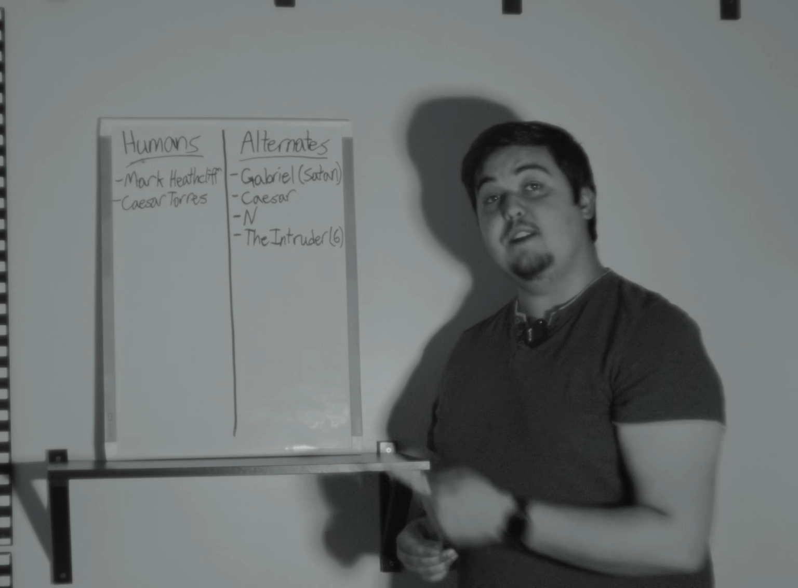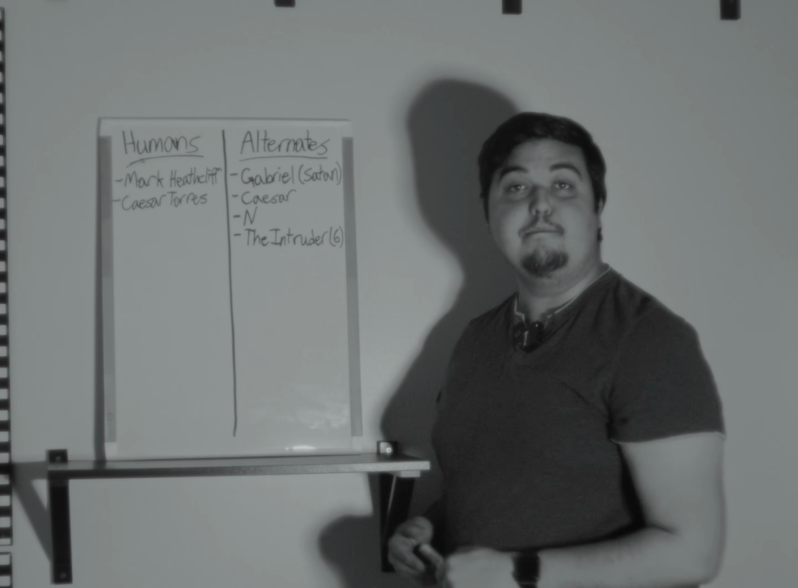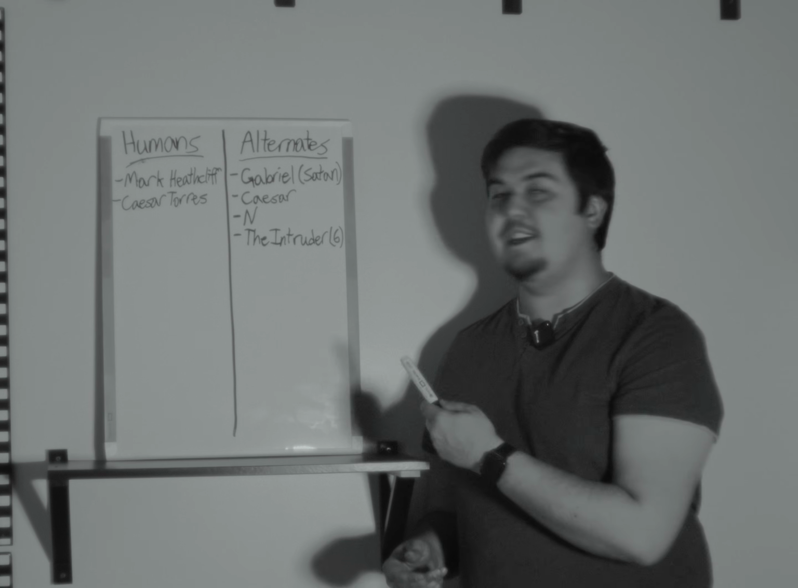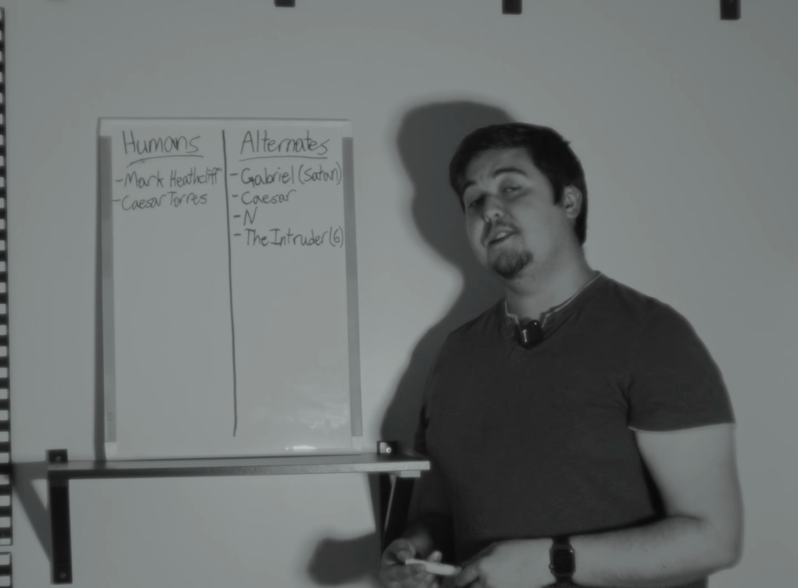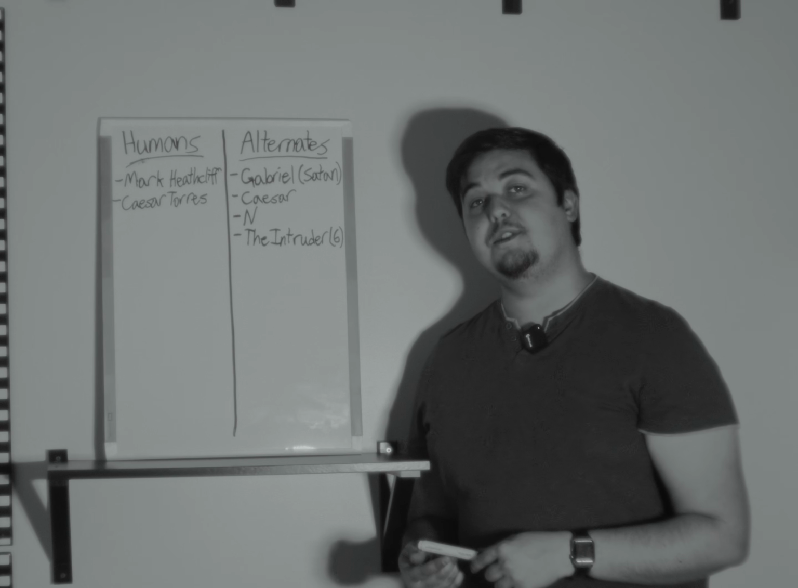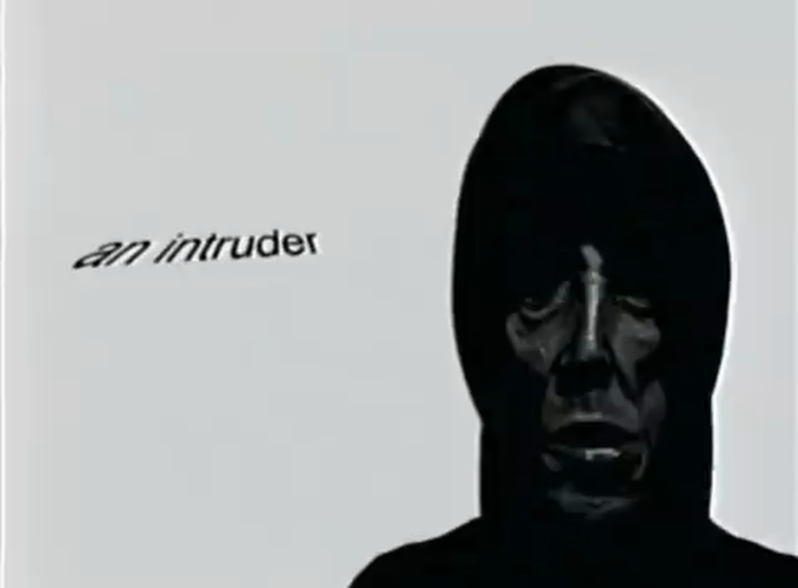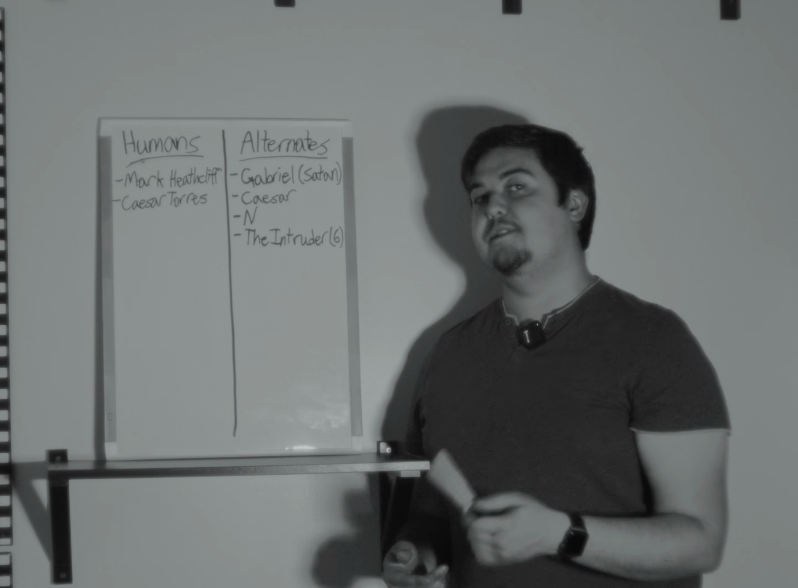And on the alternate side, we have a couple important arrivals. The first is the guy from the beginning of the video who has been called N by the community. And he will be making an appearance in the future, so keep him in mind. And the other one, and possibly one of the most important alternates in the series besides Gabriel himself, is the Intruder, who has the other name of Six.